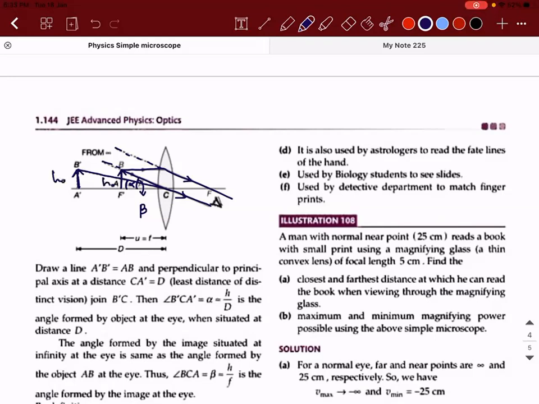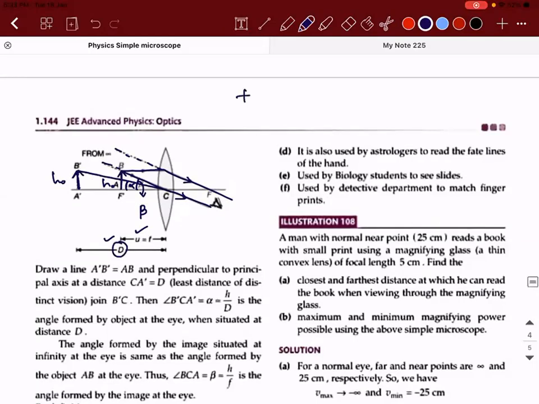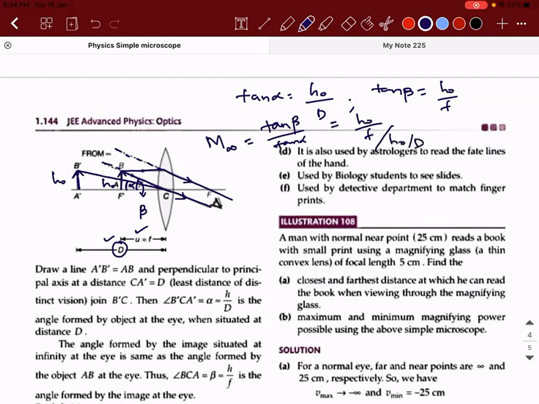So this height of the object, here u is equal to f, and here the least distance of distinct vision is going to be d. So what is tan alpha? h naught divided by d, and tan beta is equal to h naught divided by f. And we know that the magnifying power of the lens when the image is formed at infinity is equal to tan beta divided by tan alpha. Tan beta is h naught by f divided by tan alpha is h naught by d. h naught and h naught will get cancelled. d divided by f is going to give you the magnifying power when the image is formed at infinity.